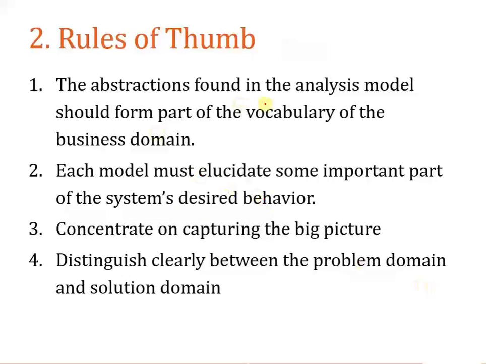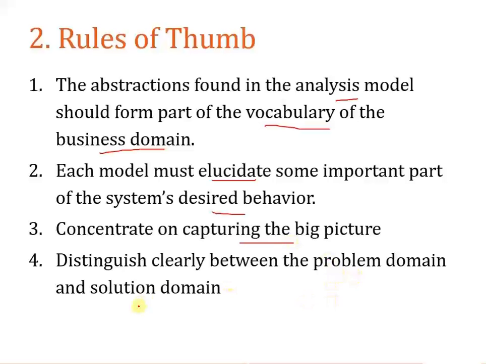There are 8 different rules of thumb which have to be focused on during this analysis modeling. The first rule says that the abstractions which are found during the analysis model should come from the vocabulary of the business domain. We cannot take anything from outside the business domain. It should concentrate only on the vocabulary. Each model must elucidate some important part of the system's desired behavior. We have to concentrate on capturing the big picture. So just concentrate on the overall system. Don't go for in-depth system analysis which can be done later.